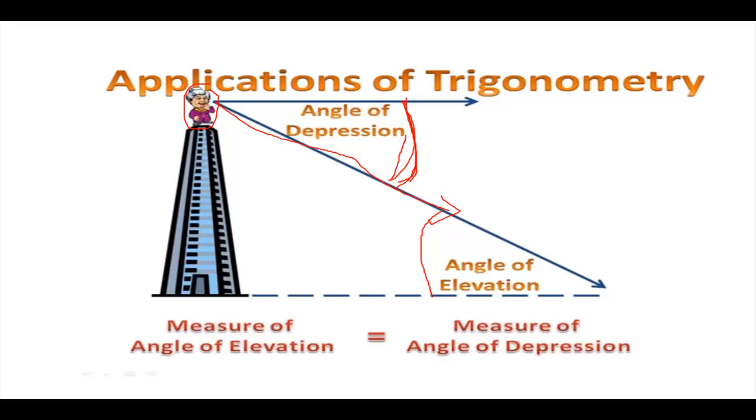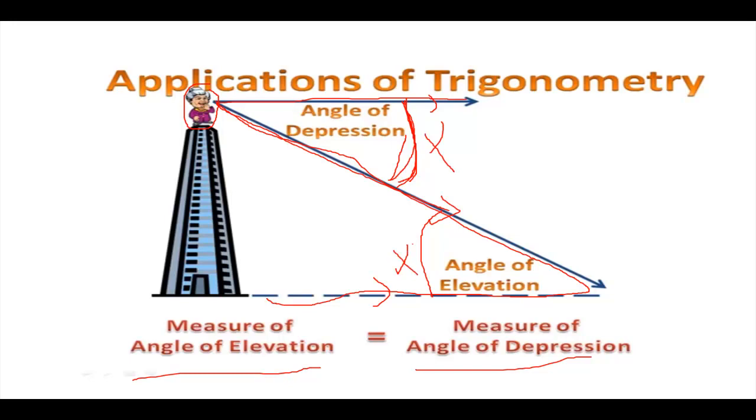The measure of the angle of elevation equals the measure of the angle of depression. Why? Because we have parallel lines, and we have the condition called alternate angles. So the measure of angle x equals the measure of angle x. If the angle of depression equals 50, then the angle of elevation will also equal 50.